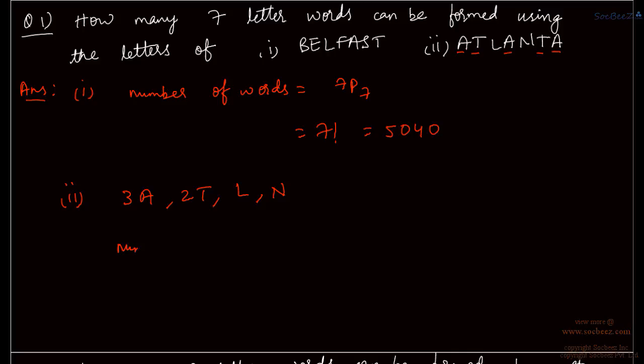Hence, the number of words possible now is 7 factorial divided by 3 factorial divided by 2 factorial, right? Because all these 3 A's when arranged between themselves will not give us any new word, right? So we must divide it by 3 factorial. Similarly for the 2 T's. So this is 5040 divided by 6 and 2. Okay, this gives us 420. So you see that since there are a lot of similar letters in the second word, the total number of words decreases significantly.